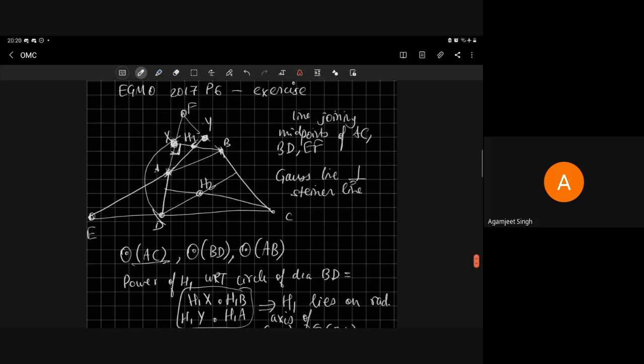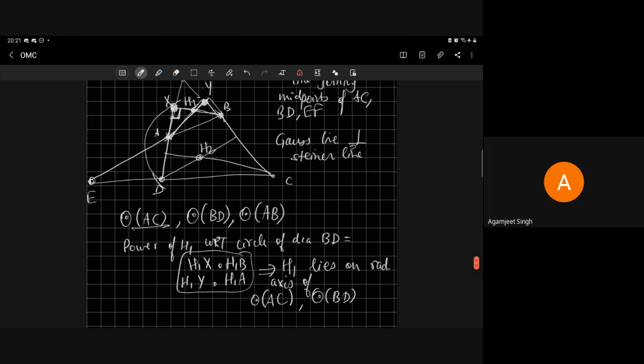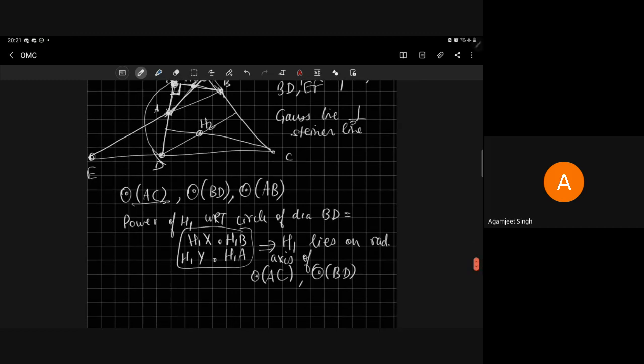Yeah, the power of H1 is H1X times H1B. Similarly, the power of H1 with respect to the circle with diameter AC is H1Y times H1A. Now these two are equal because this quadrilateral is cyclic. Does that make sense? So that means H1 lies on the radical axis of these two. Now similarly, you can show that H2 lies on the radical axis.